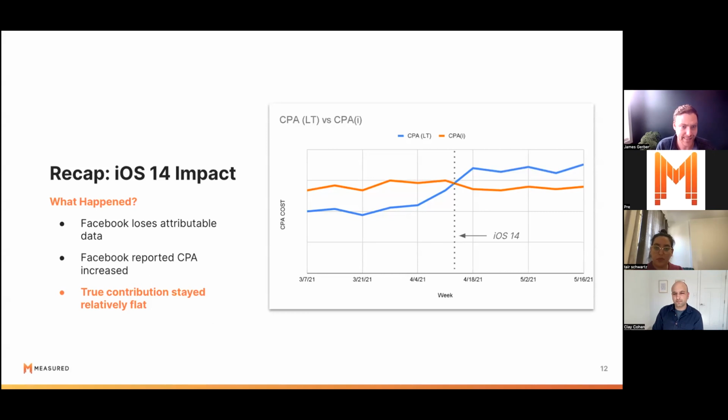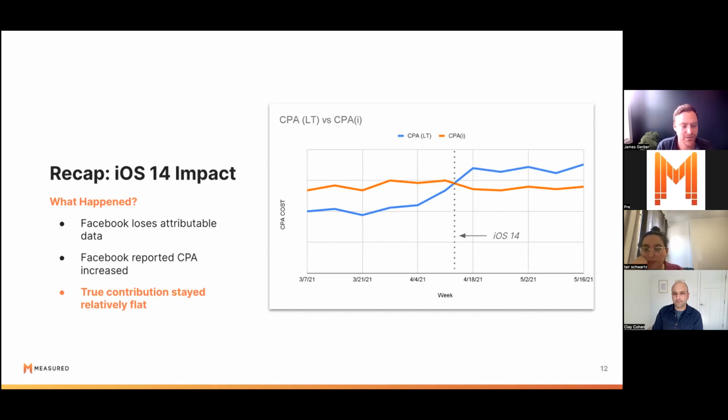And that's what this blue line is. That's Facebook's reported CPA. The orange line is the incremental CPA that was measured through testing. And so despite the change in how the vendor reports conversions in early April 2021, the value of the media did not change. That's the incremental CPA metric, the orange line. That was stable.